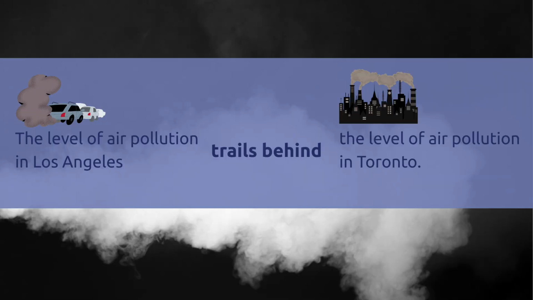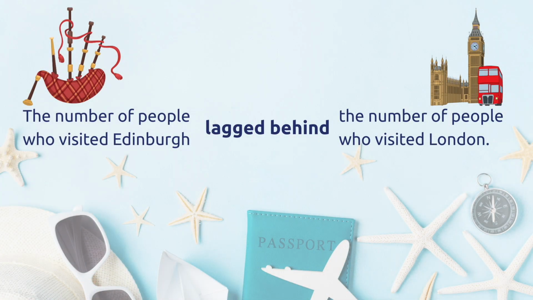And a few examples of this comparison sentence that mean X is smaller than Y. The level of pollution in Los Angeles trails behind the level of air pollution in Toronto. The second example, the number of people who visited Edinburgh lagged behind the number of people who visited London.